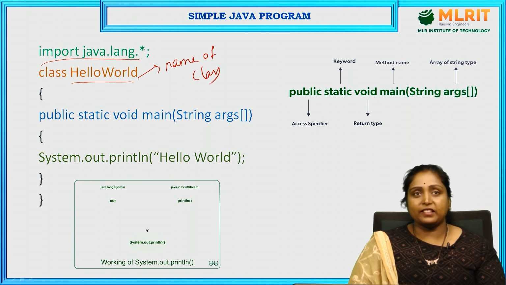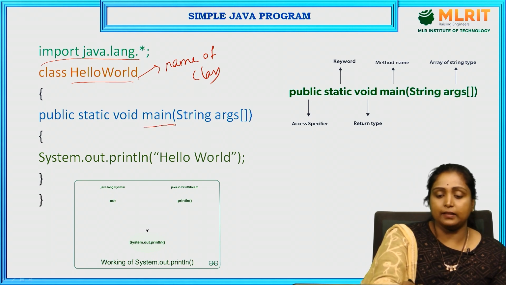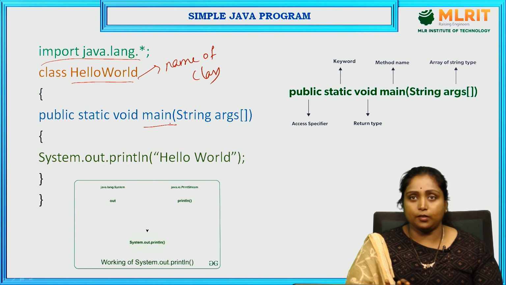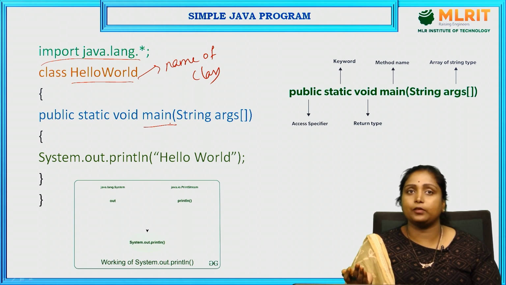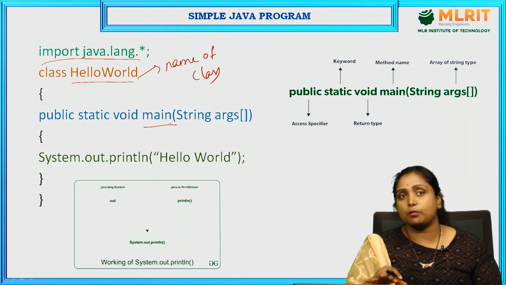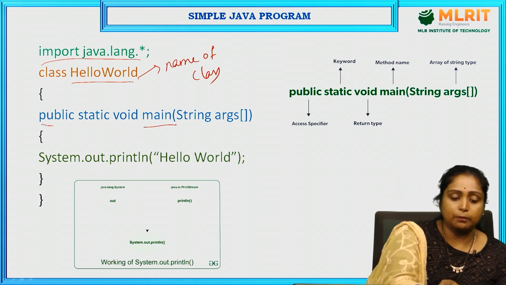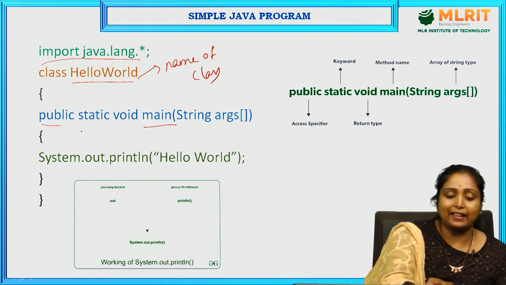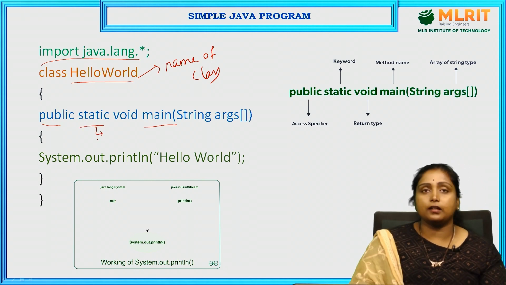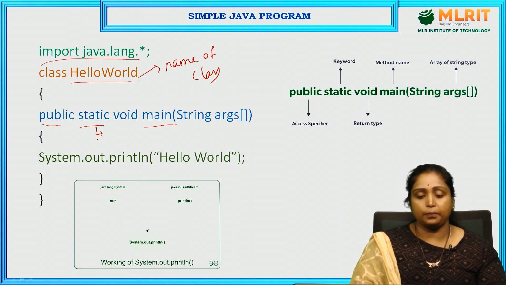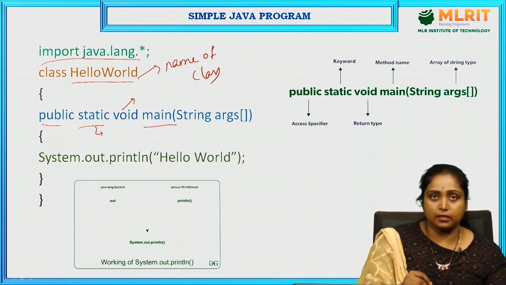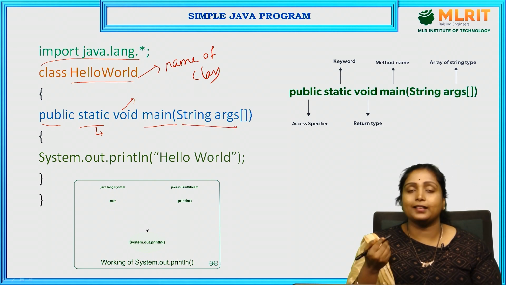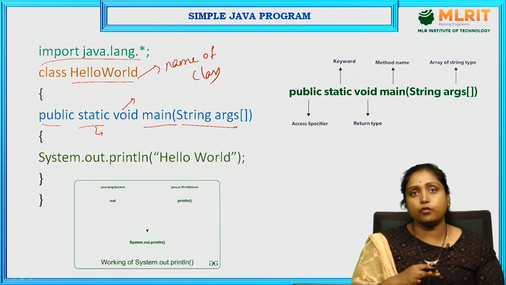Public static void main is a method. The main method is the starting point of execution, as in C; here also the main method is the starting point of execution. Public is an access specifier, so it is visible to everyone. Static is a keyword, which we can say makes it a fixed method, and void is the return type, meaning it returns nothing. String args: everything you give as arguments on the command line will be taken in string format.